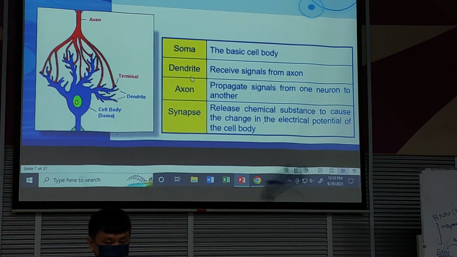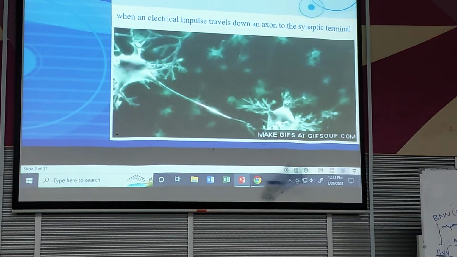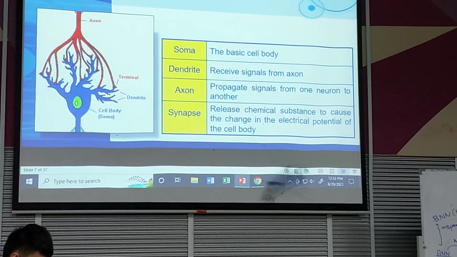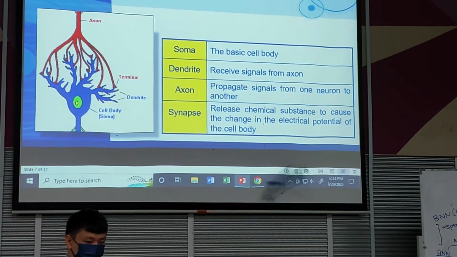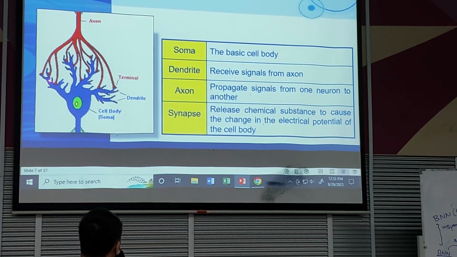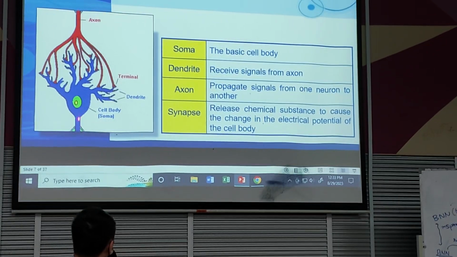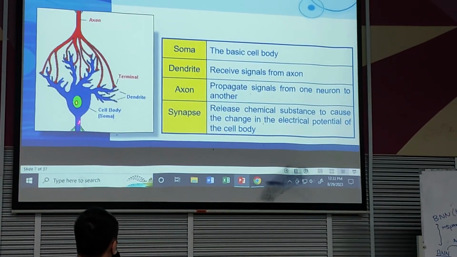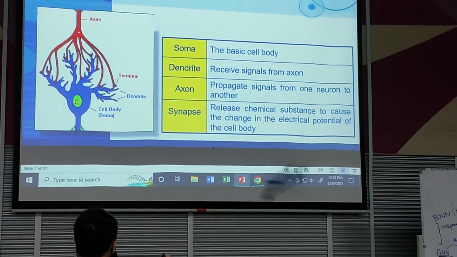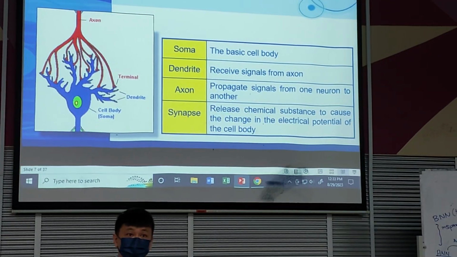We have a soma. The soma is the basic cell body to process the information. Then we have a dendrite used to receive the information. We have a nucleus to process, and after that generate some output and propagate this output through the axon. The axon here will pass to another neuron, repeat again. In order to pass the information from one neuron to another neuron, we need this chemical substance called the synapse.